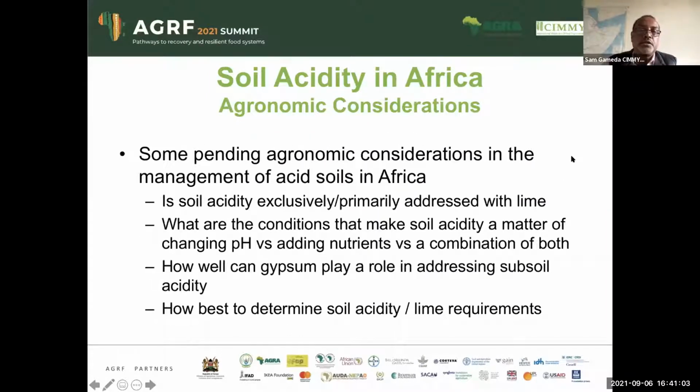And related to these, some of the things that we have to look at are, how do we deal with this from a production perspective or from an on-farm perspective? Do we look at acidity as primarily something to address to decrease the pH, to make it less acidic? Do we address issues around nutrients? Do we try to address both? These are some of the questions that we have to address and go about.